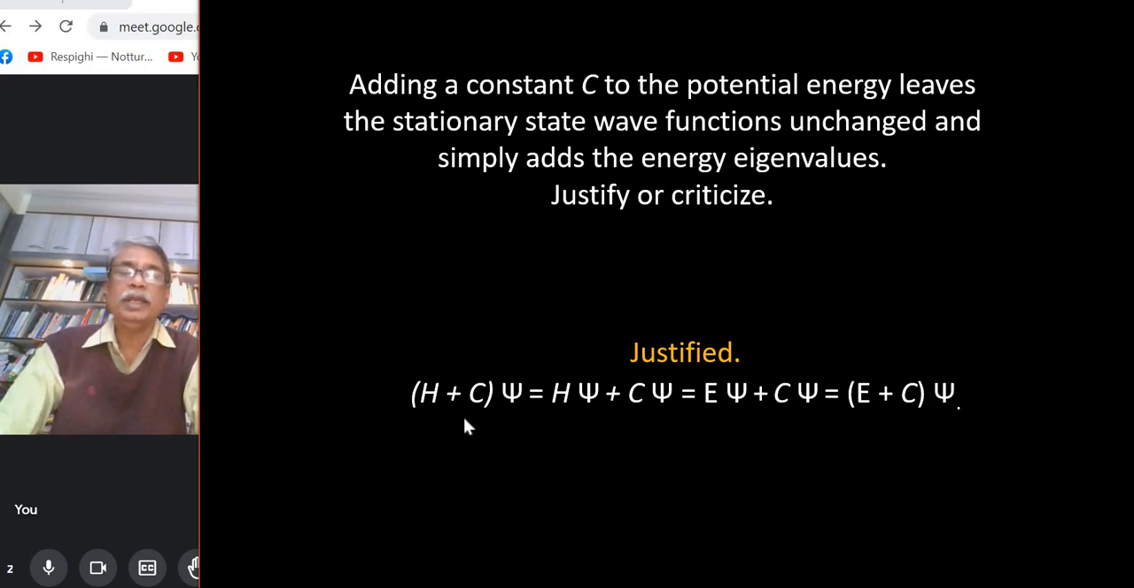So what we see is that H plus C, the new operator operating on psi, gives you back a constant, E plus C, times psi, and E plus C is nothing but C added to the energy. So yes, of course, in general we can add a constant term to the potential energy part, and it doesn't disturb anything at all. It only gives that C is added to the total energy as well.